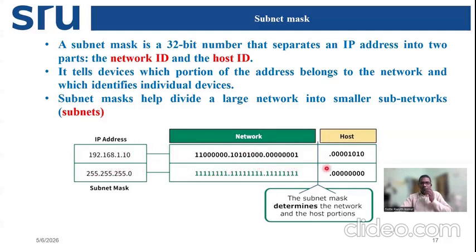So here the last byte is 10, so 10 is represented in binary. This is the host part. That's why in the subnet mask, in the host part, all 0s should be written. So if some part of the subnet mask is written as zeros, that means the corresponding part of the IP address represents the host ID. If it is all ones, that part of the IP address represents the network ID. Okay, so this is about the subnet mask.